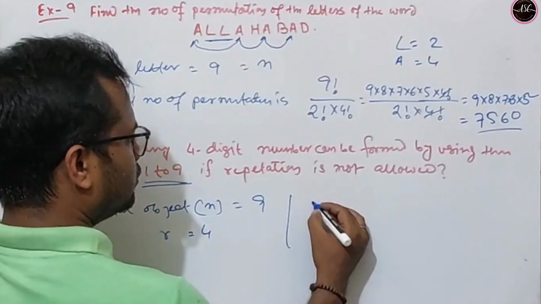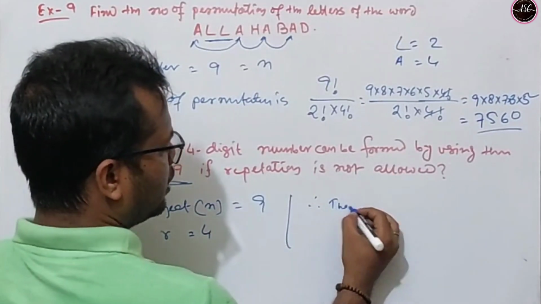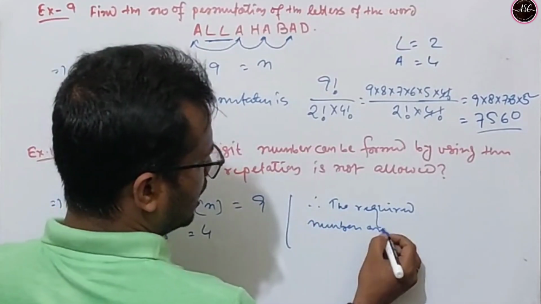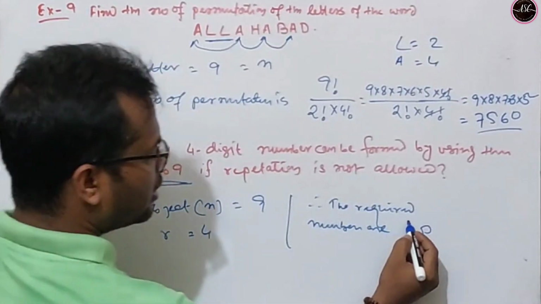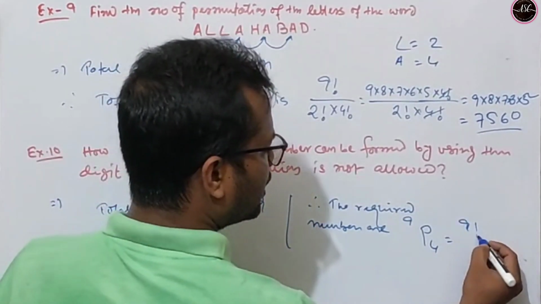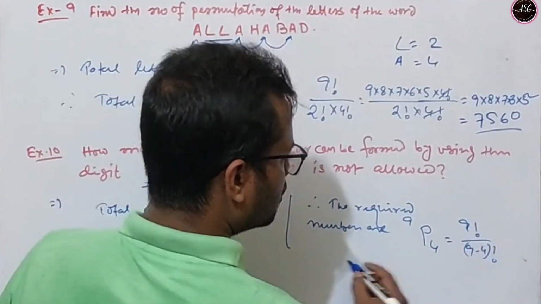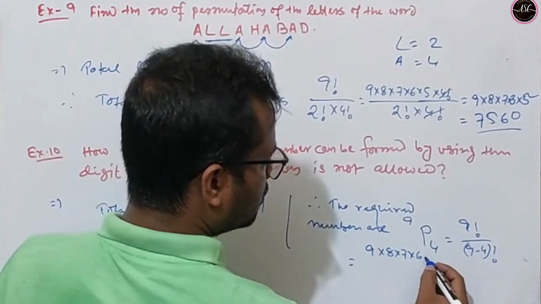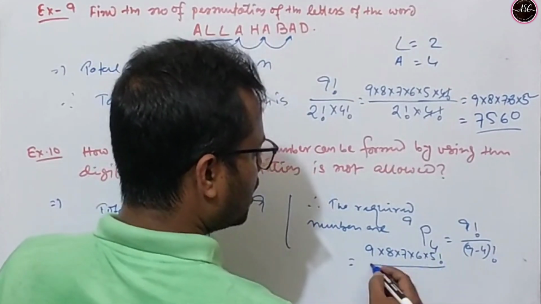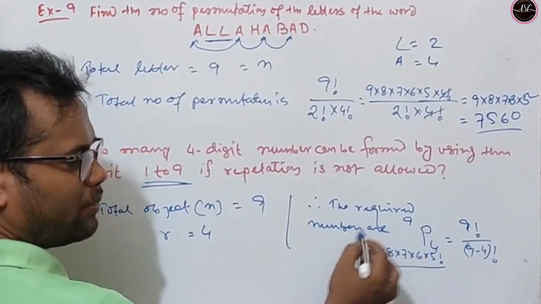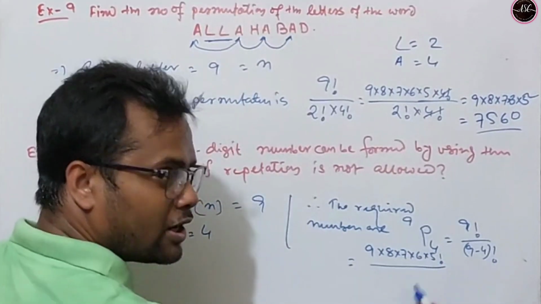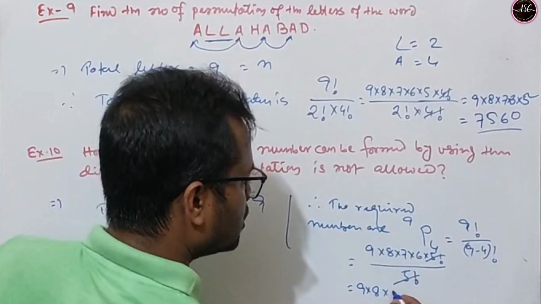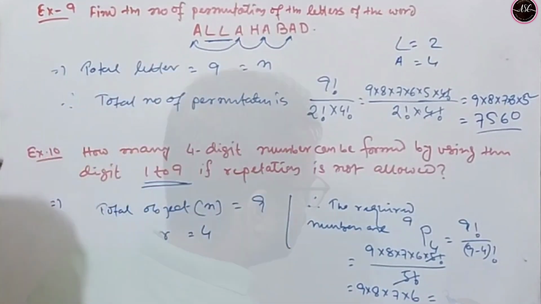So the required numbers are 9P4, where n equals 9. That is 9 factorial divided by (9 minus 4) factorial, which equals 9 into 8 into 7 into 6 into 5 factorial divided by 5 factorial. Since 9 minus 4 equals 5, the 5 factorial will be cancelled out. So 9 into 8 into 7 into 6 equals 3024.